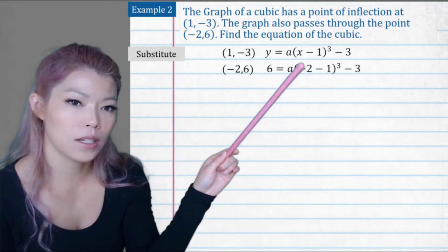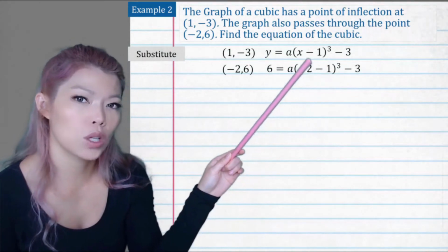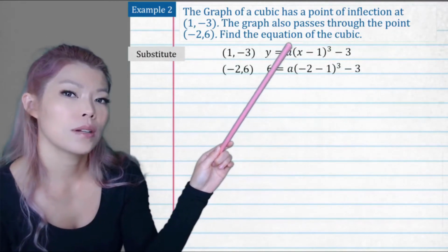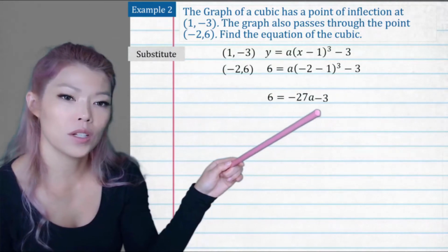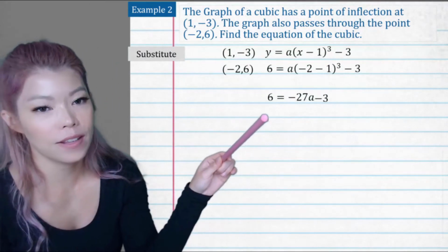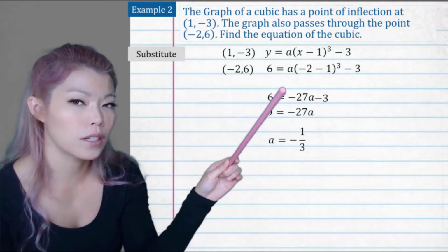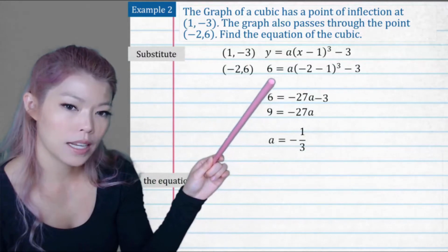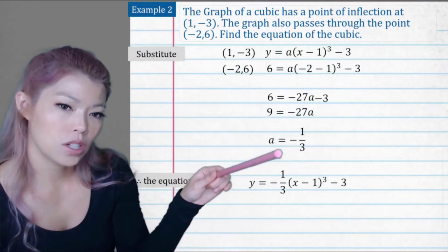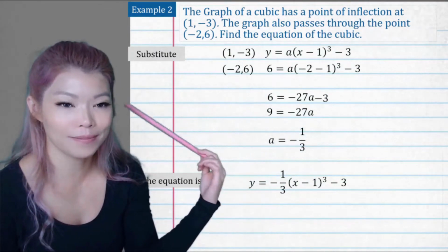So x is -2, y is 6. -2 minus 1 is -3, and -3 cubed is negative: 3 times 3 is 9, times 3 is 27. And then we have the -3 over there, don't lose it, bring the -3 over here. We have 9 divided by -27, 9 over negative 27 is negative a third. So we have A, plug that into the equation. The equation is y equals -1/3 (x - 1) cubed minus 3.